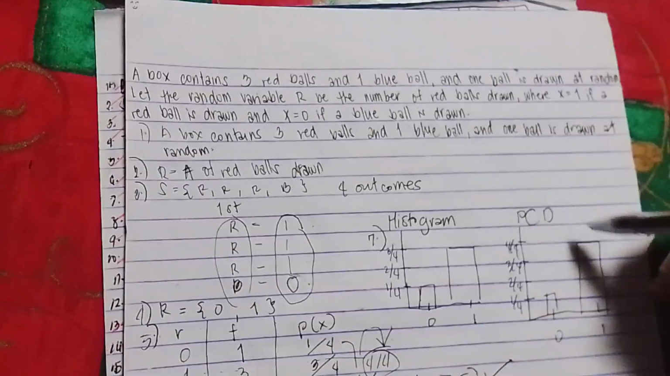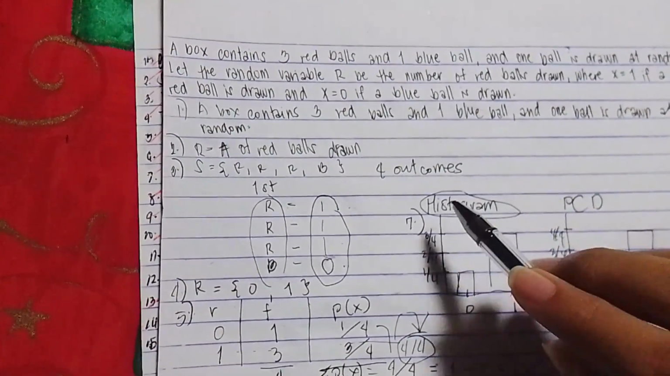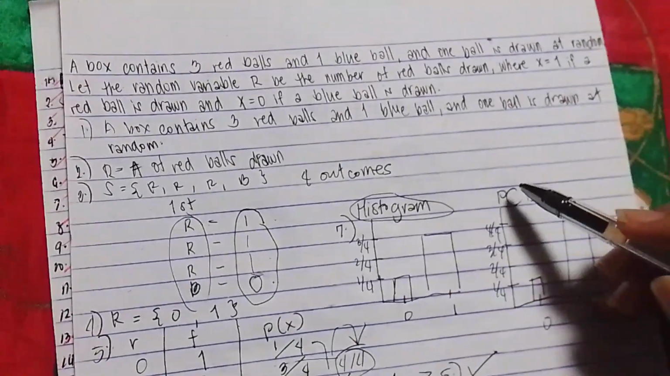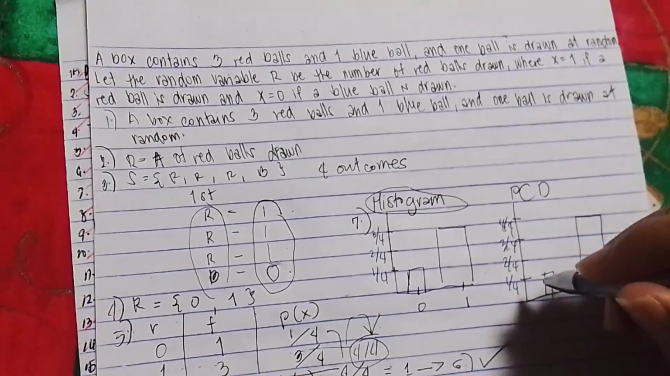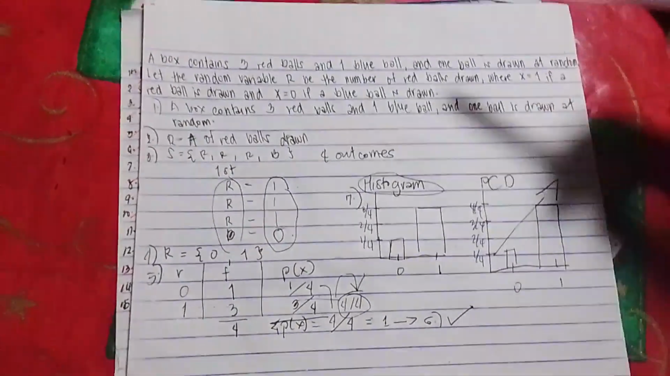Remember that a histogram can go up and down, but a probability cumulative distribution must go from down to up. Okay, so now we are done with our 7 steps.